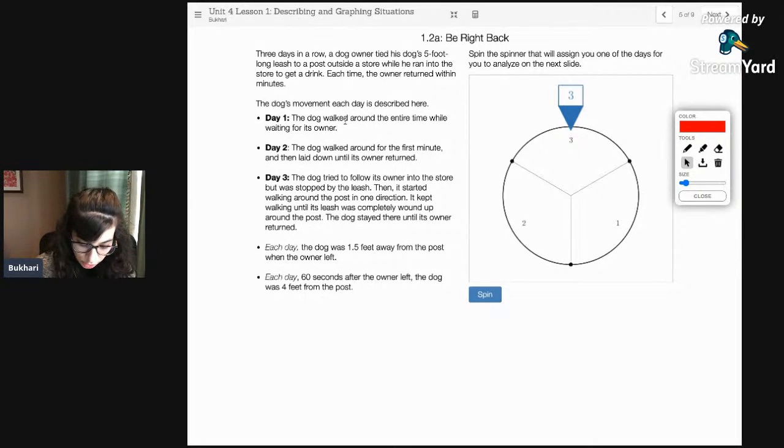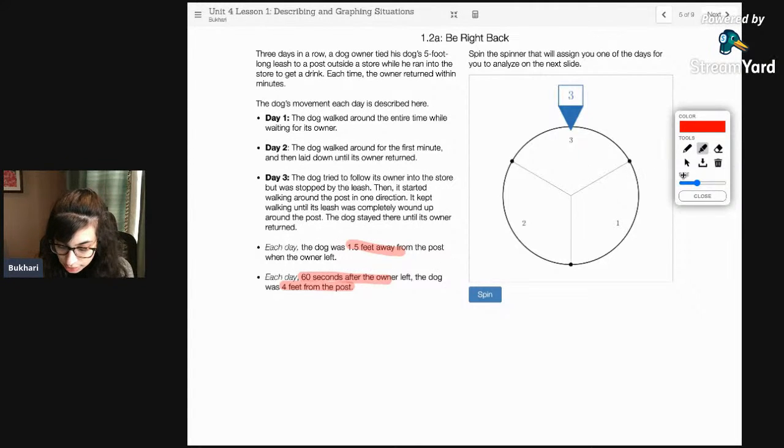The dog tried to follow its owner into the store, but is stopped by the leash. So each day, the dog is 1.5 feet away from the post. We also know that each day, 60 seconds after the owner left, the dog was 4 feet from the post. Remember when we talked about equations, the first thing you want to do is break down your situation.